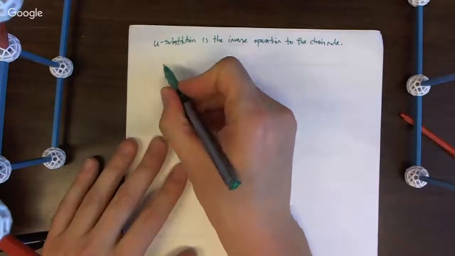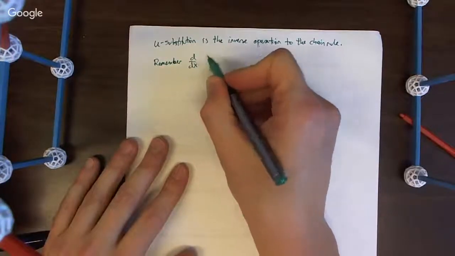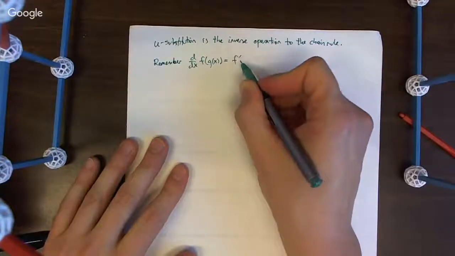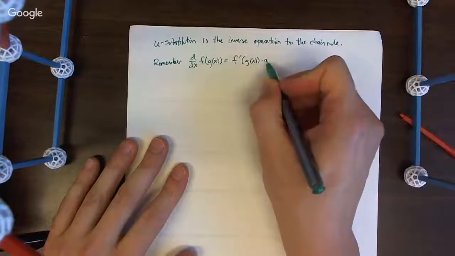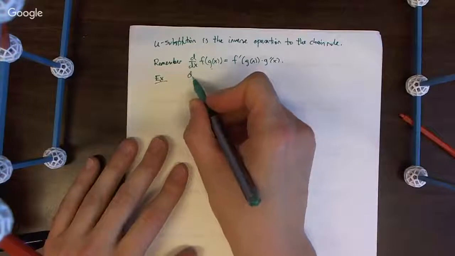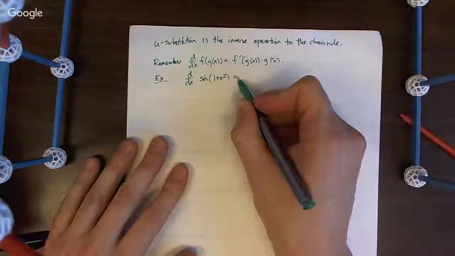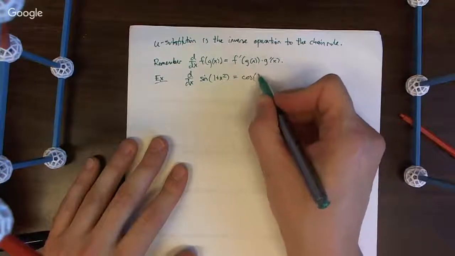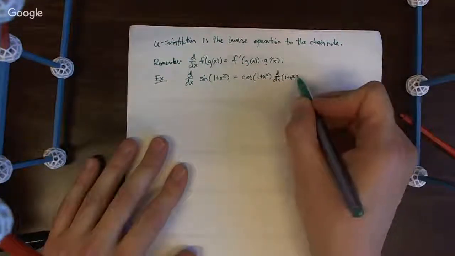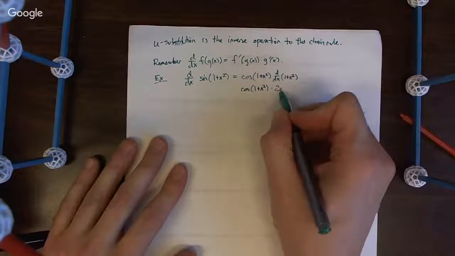So if you remember, when we take the derivative of f of g of x, we get f primed of g of x times g primed of x. If we look at the simple example, the derivative of the sine of 1 plus x squared is equal to the cosine of 1 plus x squared times the derivative of 1 plus x squared, which is cosine of 1 plus x squared times 2x.